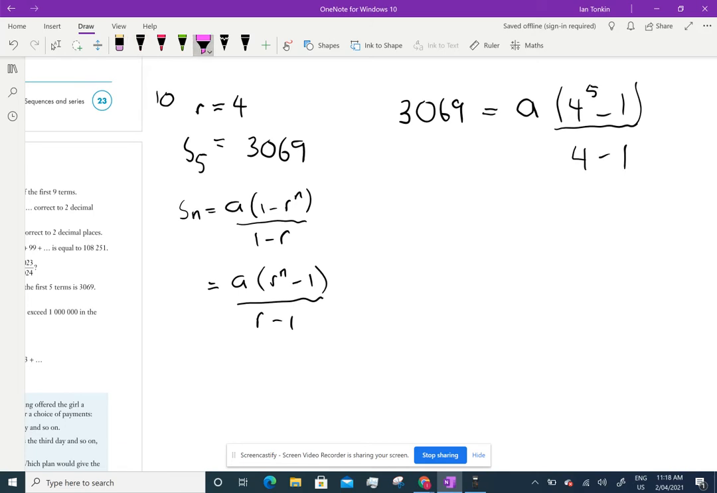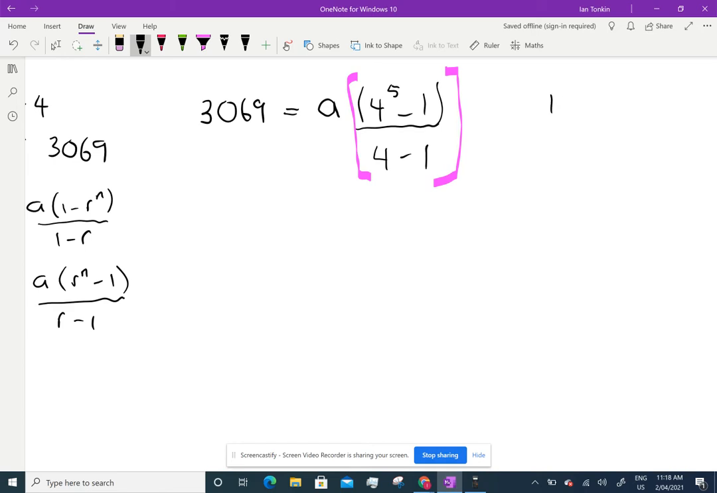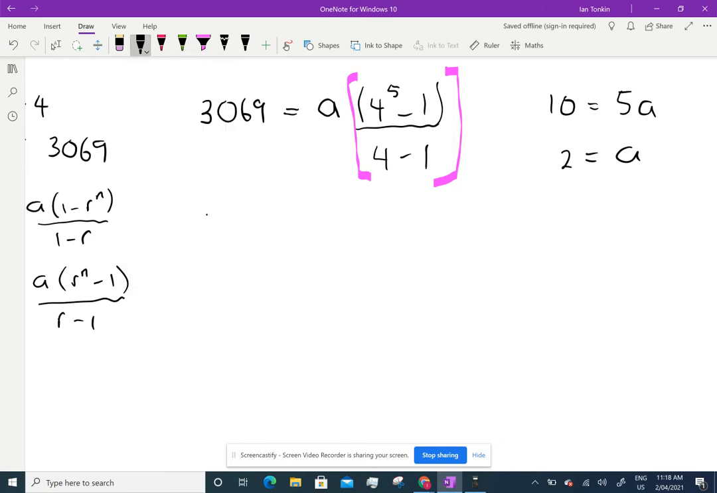Now, this is just going to be a number. This is as simple as 10 equals 5a. We're just going to divide by the 5 and we're going to get 2 equals a. That's as simple as this is. This whole thing in the brackets here that I've just put, the purple brackets, that's just a number. So what I'm going to do is go 3069 divided by (4 to the 5 minus 1) over (4 minus 1). That should give me a.